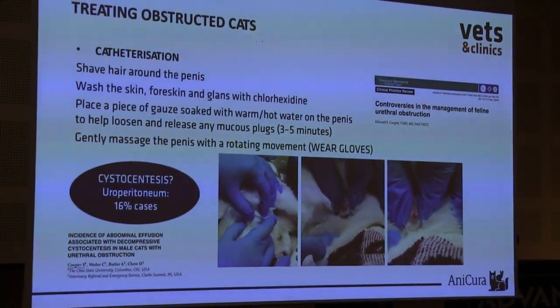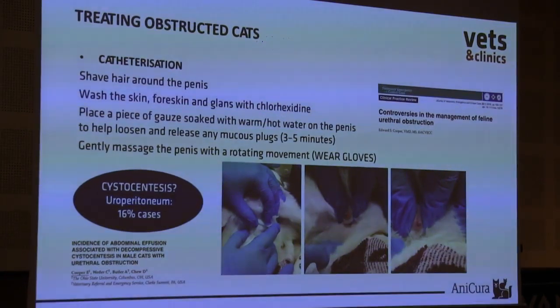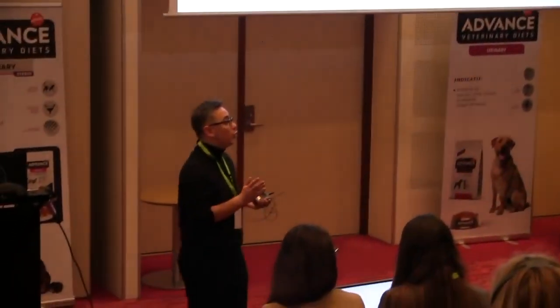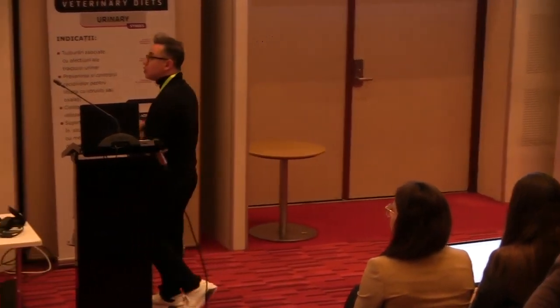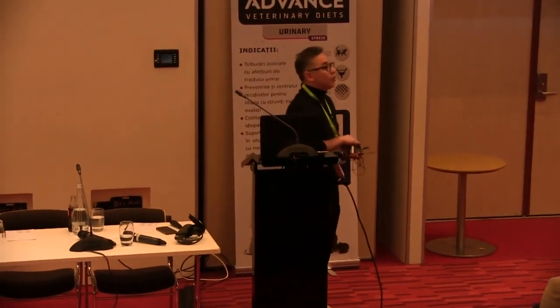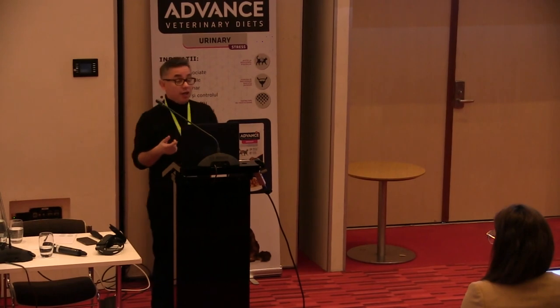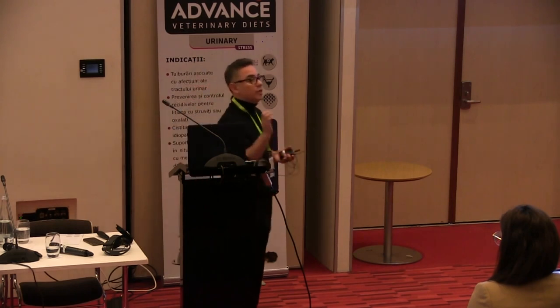What happens with the cystocentesis? How many of you do cystocentesis in this case, like a protocol? Raise your hand. Okay. What happens? You can do it, okay? There is even an abstract evaluating what happens in this cat when you do the cystocentesis. The cat can produce uroperitoneum, but without clinical signs. It's like a small uroperitoneum, and it's present in even 15% of cases when you do the cystocentesis.